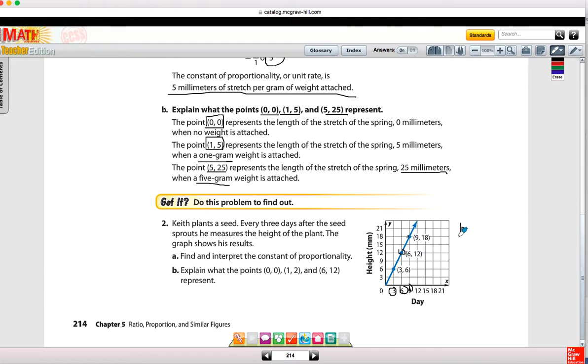So we have these ratios that we can use to find the constant of proportionality. So 12 and 6, and 18 and 9. Sorry about my handwriting, but in each case the constant of proportionality is 2. So what does that mean? Well, that means that 0 days means that the height is 0. But on the 1st day, it's going to be 2 millimeters tall. On the 6th day, it's going to be 12 millimeters tall. And on the 21st day, it's going to be 42 millimeters tall.